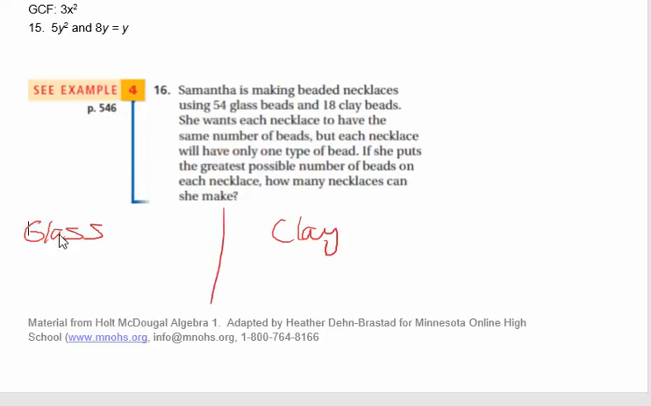So they're separate. And we have to figure out how many, if she puts the greatest possible number of beads on each necklace, how many necklaces can she make? So she doesn't want to just put 2 beads on each necklace. So what we need to do is figure out what is the greatest common factor of 54 and 18, because that would be the number that you could use and have the same number of beads on each necklace.